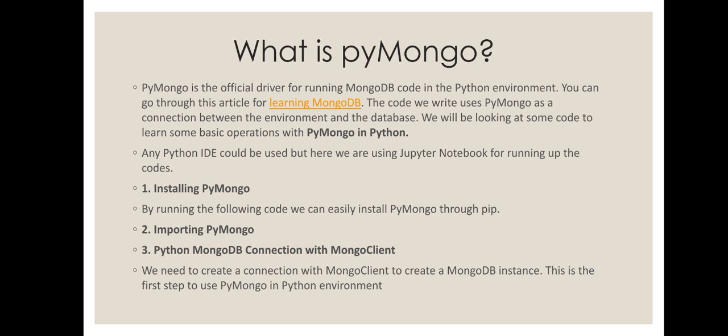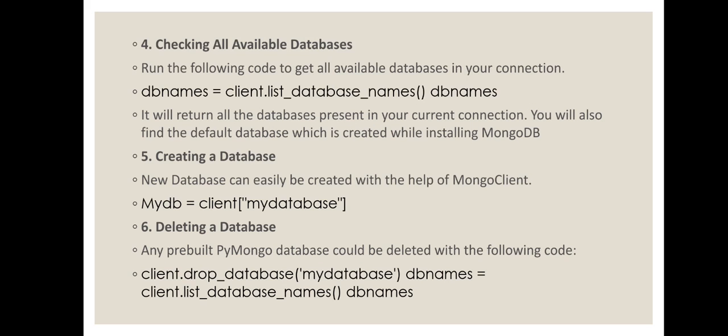First, installing PyMongo. By running the following code, we can easily install PyMongo through pip. Second, importing PyMongo. Third, Python MongoDB connection with MongoClient. We need to create a connection with MongoClient to create a MongoDB instance. This is the first step to use PyMongo in the Python environment.